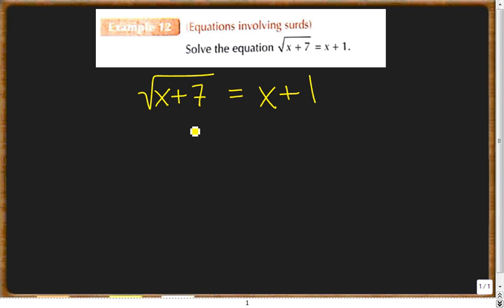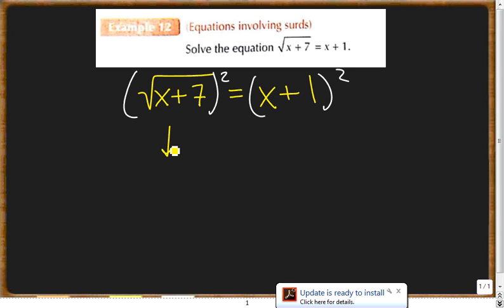So for a problem like this, involving a square root, we want to simplify, get as few terms as we can on each side, and then go forward. So I'm going to square this and square this side. Now this side here is going to become x plus 7.